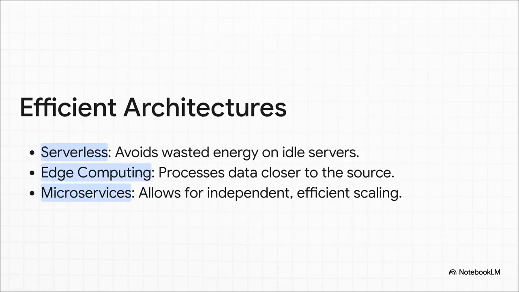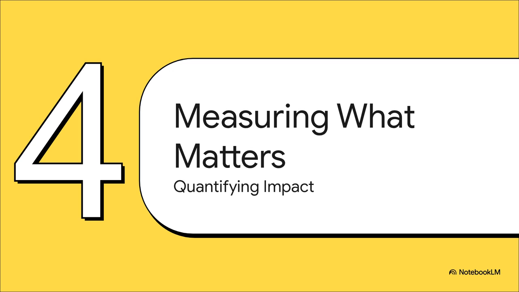And other modern patterns help out a ton too. Serverless architectures are great because they stop us from powering servers that are just sitting there idle. Edge computing cuts down on all that long-distance data traffic. And of course, well-designed microservices let us scale only the specific parts of our app that need it, which maximizes our resource use. Okay, so we've seen the principles and the practices, but how do we actually prove that our changes are working? How do we know we're making a difference?